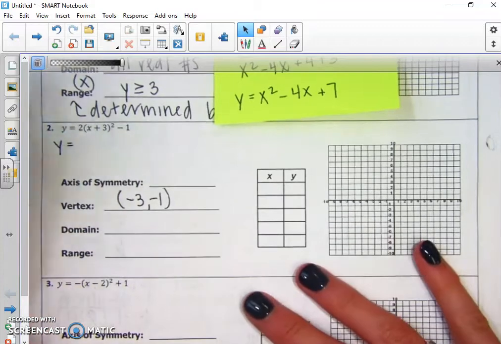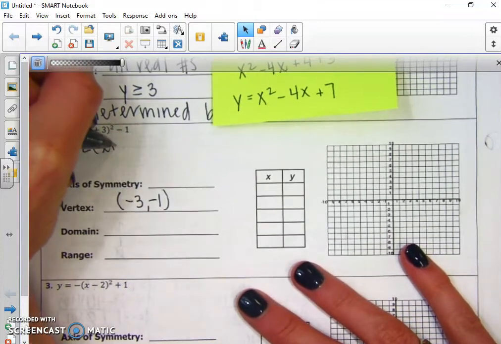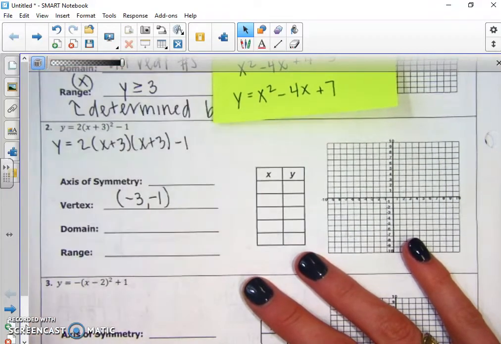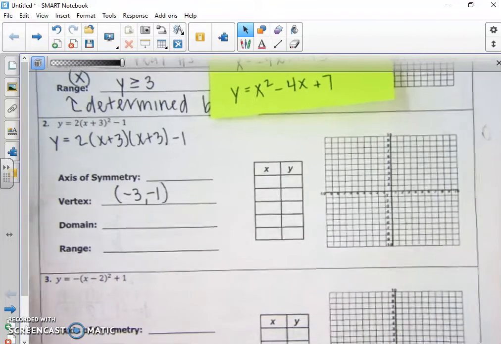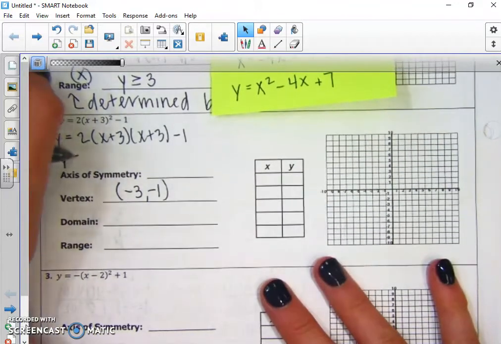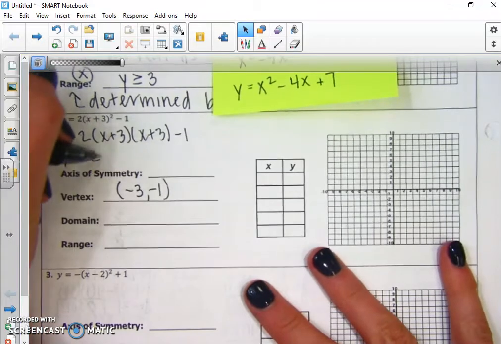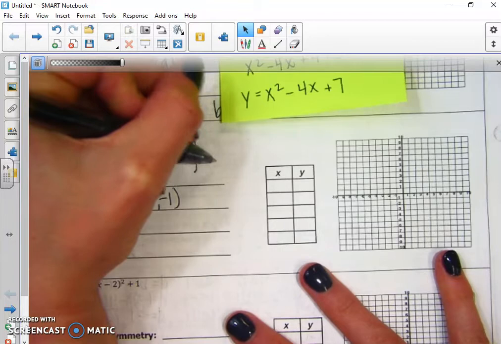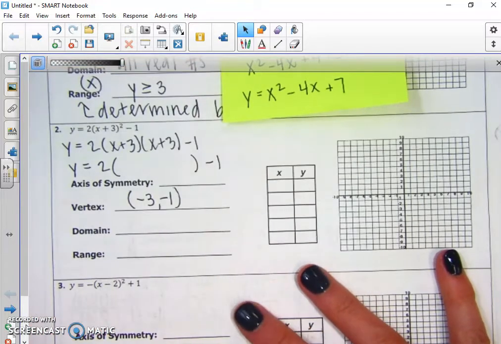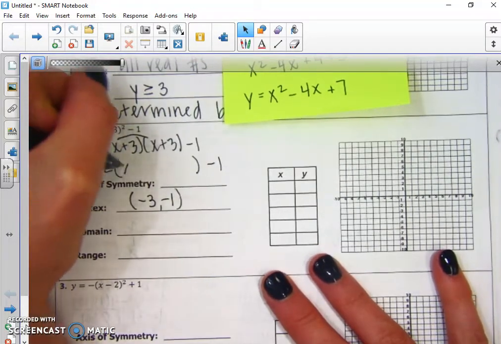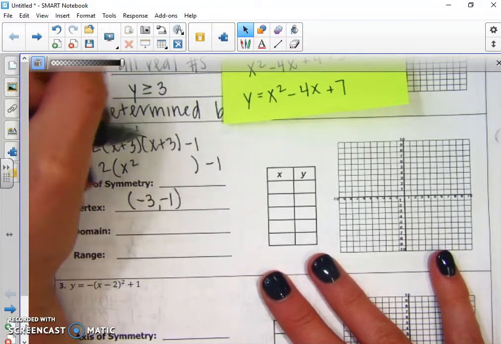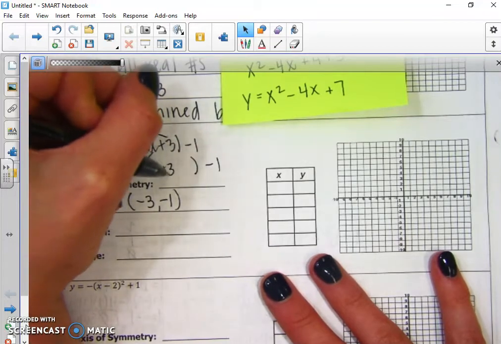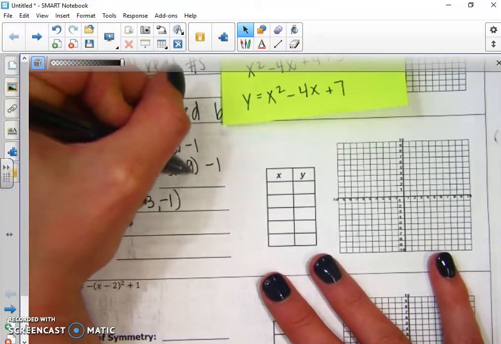So we have y equals 2 times x plus 3 times x plus 3 minus 1. I'm going to FOIL, but you can use the box method if you want. So we have here 2 times, and when we FOIL this amount, I'm going to put that entire thing in parentheses. So we get x squared, and then we have 3x plus 3x plus 9.